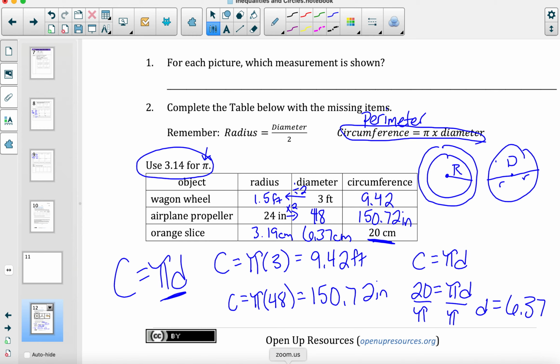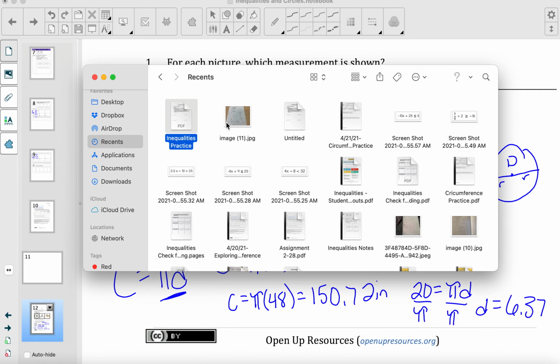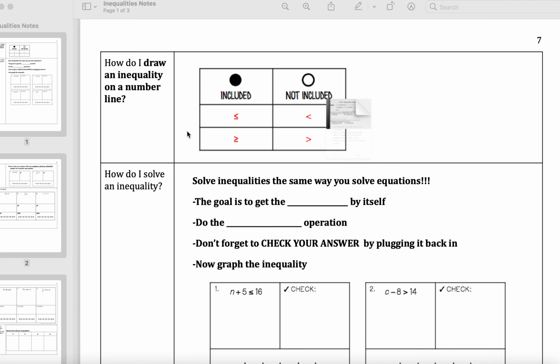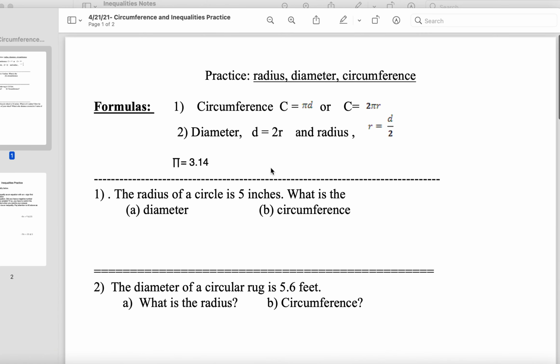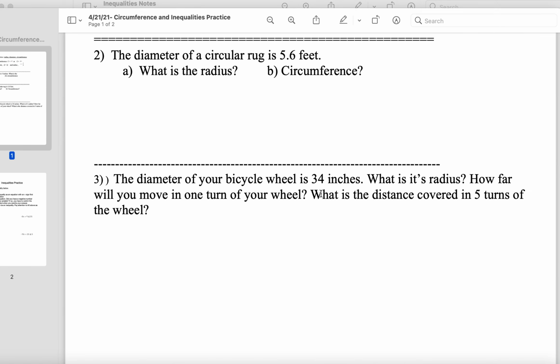So make sure that when you do your activity today, that you are looking at what does it give you and what do you need to find, okay? So your activity, I don't have it up here, actually. Here it is. So your activity today, I give you these formulas, even if you don't need them, and it gives you the radius, and you have to find the other two values. And then the last one for circumference, it asks for the radius, and that's how far will you move in one turn? Well, think about it.